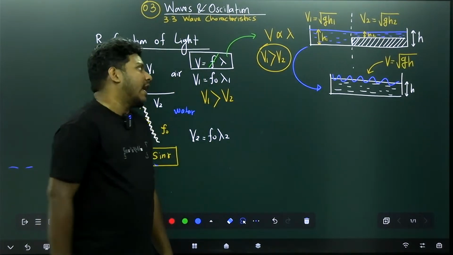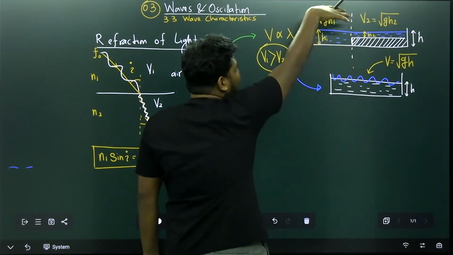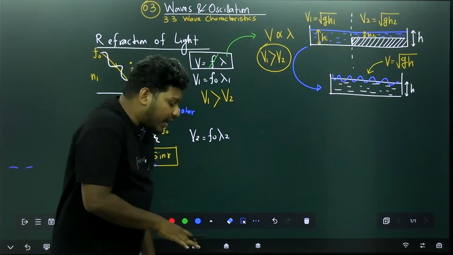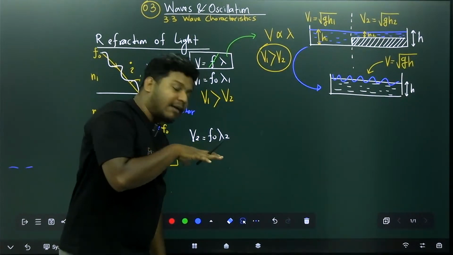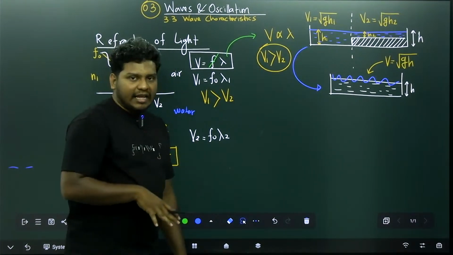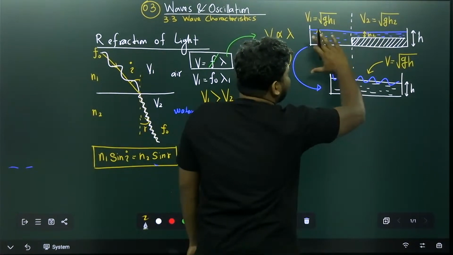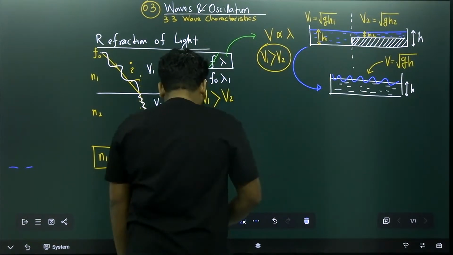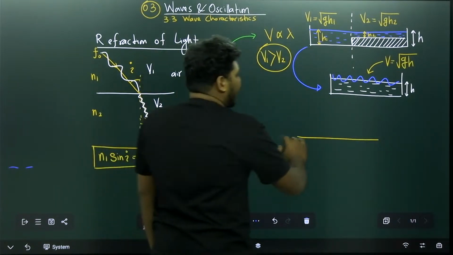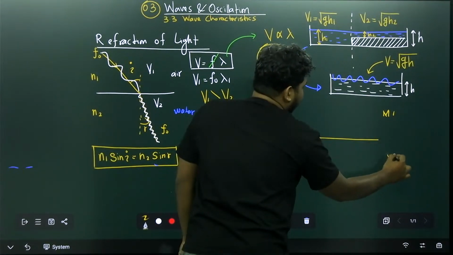I'm looking at this ripple tank in an aerial view. Aerial view means a bird's-eye view, seeing something from the top. When we consider the aerial view, let's say we created two different kinds of mediums here. This is medium one, and this is medium two.